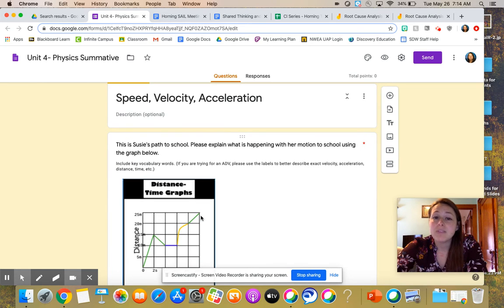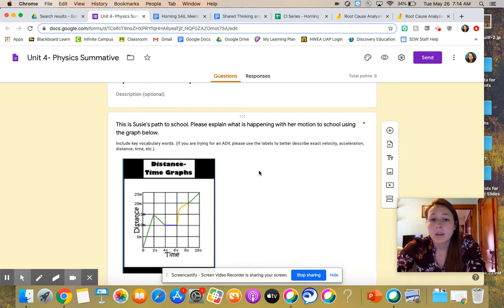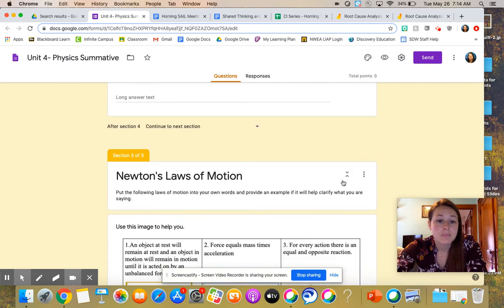Then we have speed, velocity, and acceleration. Okay, so here is a graph, and then please tell me what's going on. Use our key vocab words. Okay, remember we talked about velocity, acceleration, distance, time.